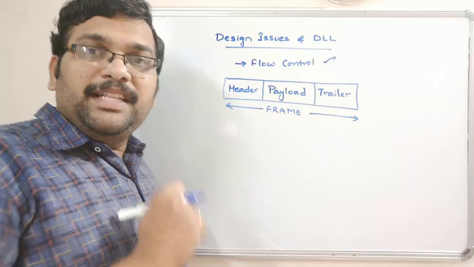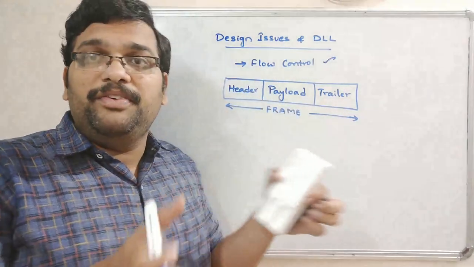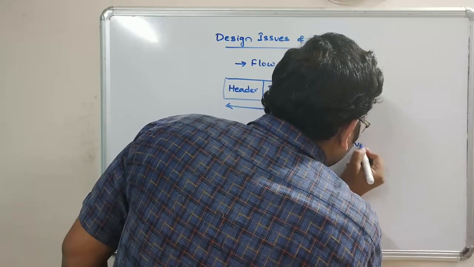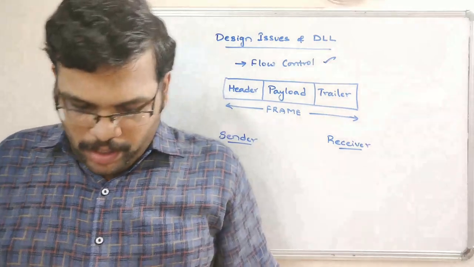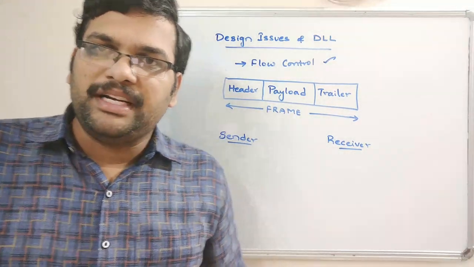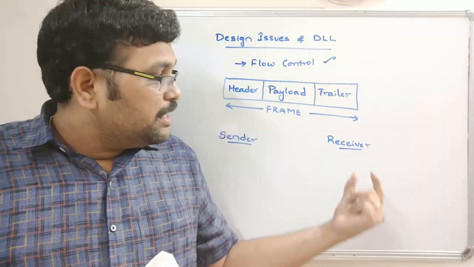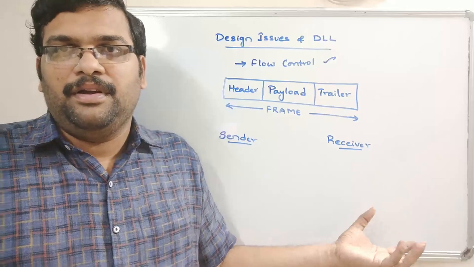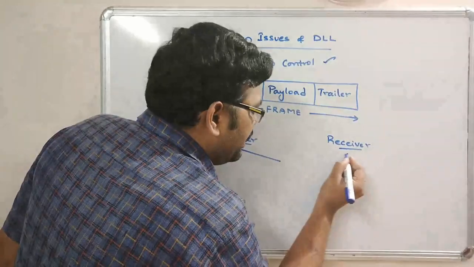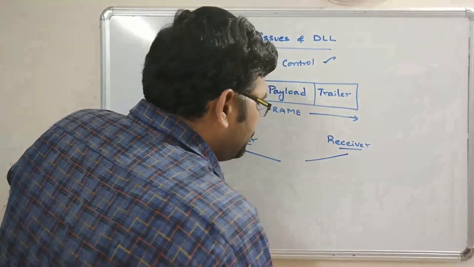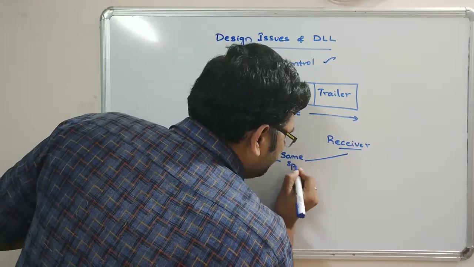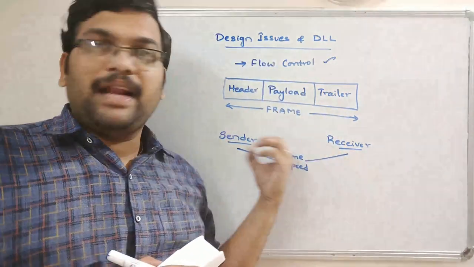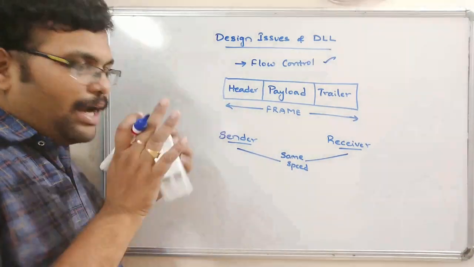So what is meant by flow control? How will these data frames be controlled between the sender and receiver? We know the sender will be there and the receiver will be there. Particularly in flow control, speed is the most important issue. Whatever speed the sender is sending the messages at, the receiver must be able to receive those data frames at the same speed. Both sender and receiver have to work at the same speed.